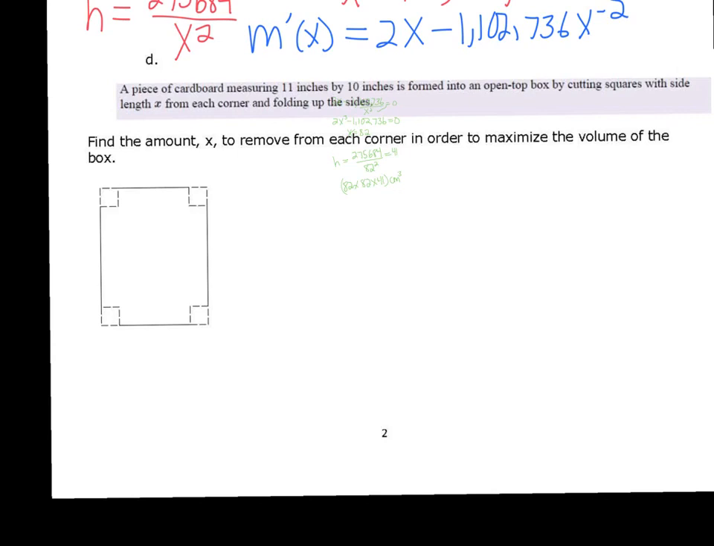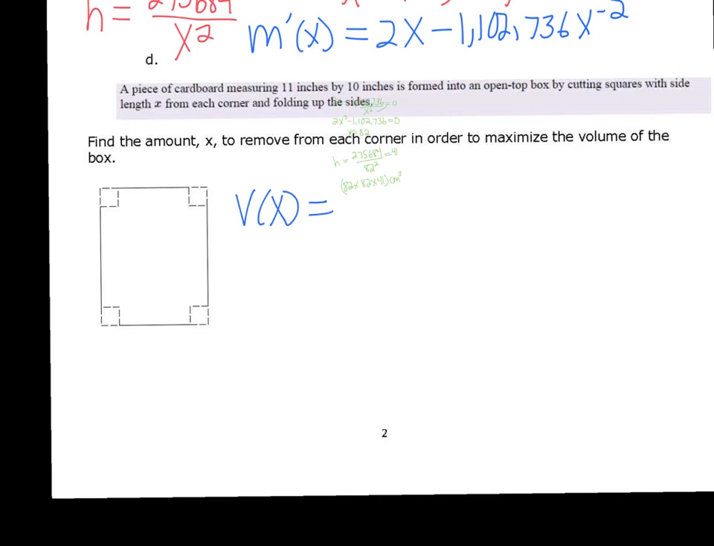We start with a rectangular piece of cardboard and we start cutting out little squares on the edge, and then you can fold up the sides and make a box. And we want to maximize the volume here, so we need to write down the volume. So remember that volume is going to be length times width times height.